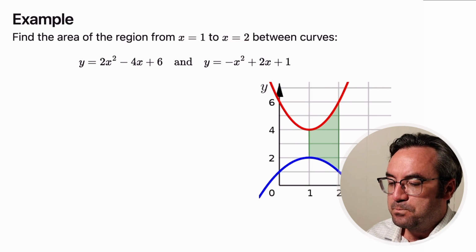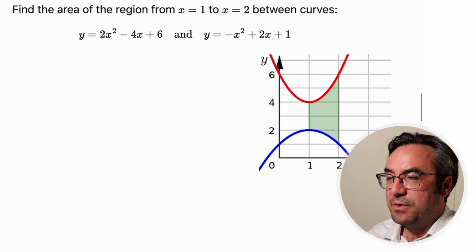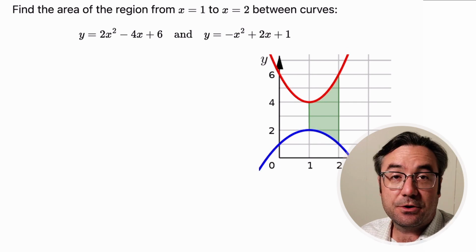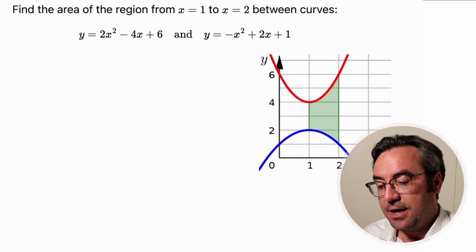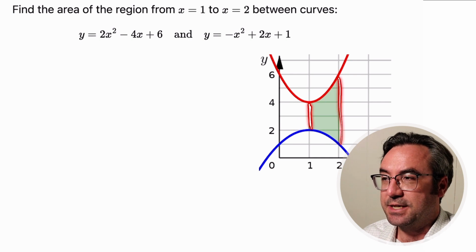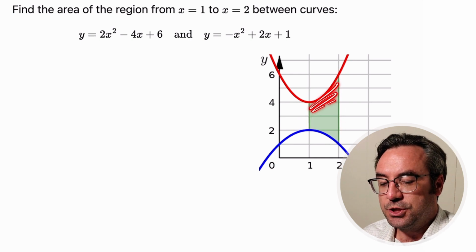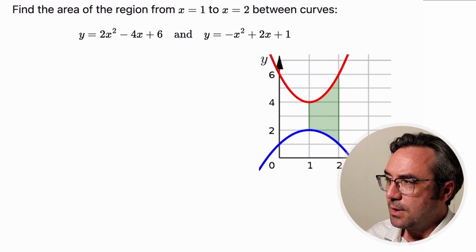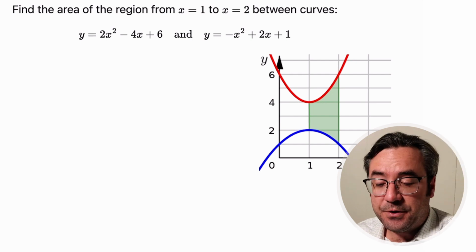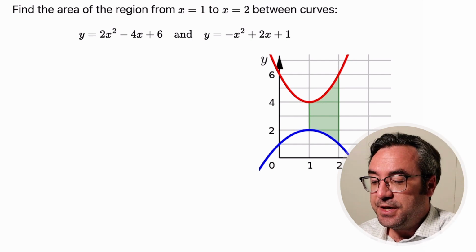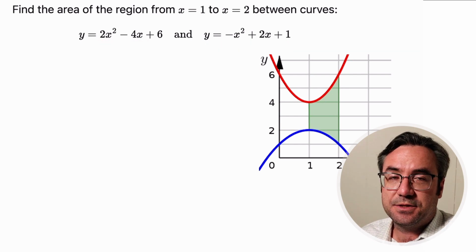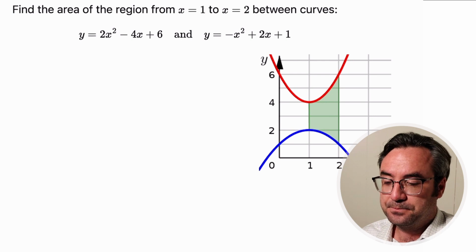So in the graph here, we've got the graph of the two functions. So you can see a nice picture here of our two functions. And we're going from x equals 1 to x equals 2. And we're just looking at that region that sits in between the two of them. So what we have to do is figure out which of these is the top function and which one is the bottom function.